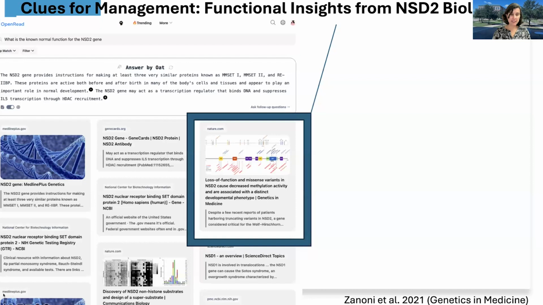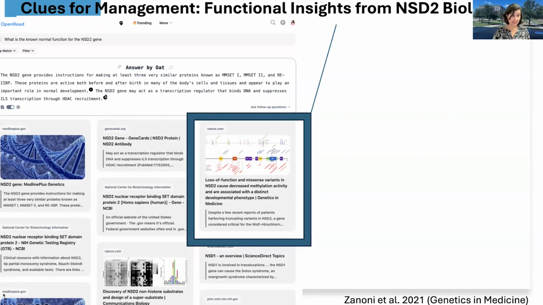So this is where I thought we actually need two tools, right? To my knowledge right now, Miro doesn't give you the information. So I took the TAMU Library's advice and looked into a tool called OpenRead and put just a very basic prompt at the beginning: What is the known normal function of the NSD2 gene? And it has a nice feature because it actually tells you the sources of where it gets the information.